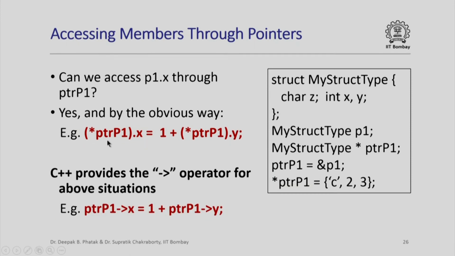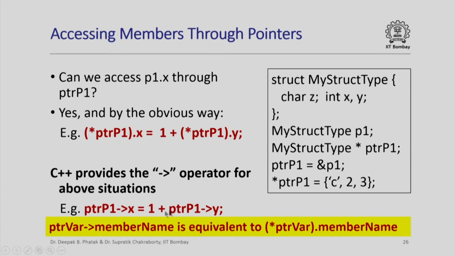And C++ actually provides a separate operator for situations like this. For example, instead of saying star pointer P1.x, I could say pointer P1 arrow x, and instead of saying star pointer P1.y, I could say pointer P1 arrow y. So in general, a pointer variable arrow member name is the same as star pointer variable.member name. Basically, dereference the pointer variable and find out the entire structure that the pointer variable is pointing to, and then access the member name of that structure.